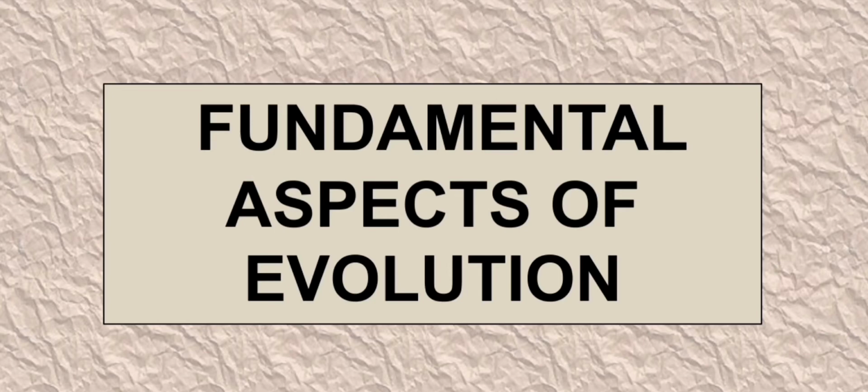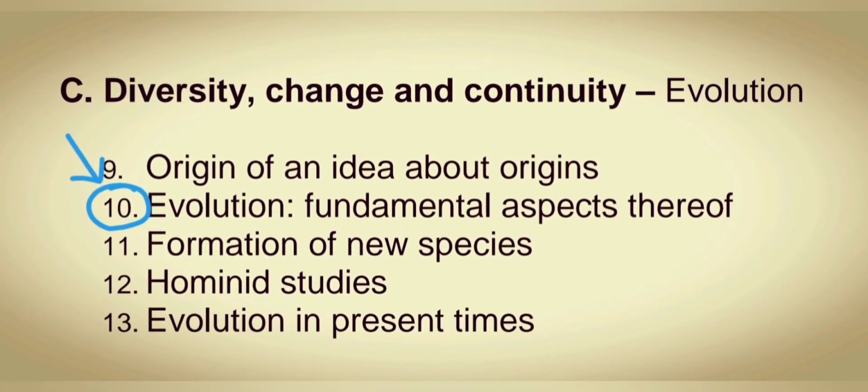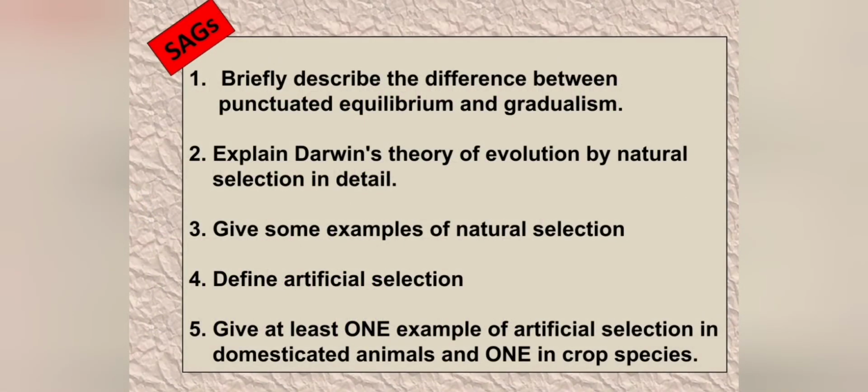In this video, we will be learning about the fundamental aspects of evolution. Now, if you look at the chapter on evolution in your file or in your textbook, it talks about diversity, change, and continuity. And we've already covered the origin of an idea about origins in Evolution Part 1 and Evolution Part 2 videos. So we continue today with the third video, so have a look at the previous ones if you've missed it.